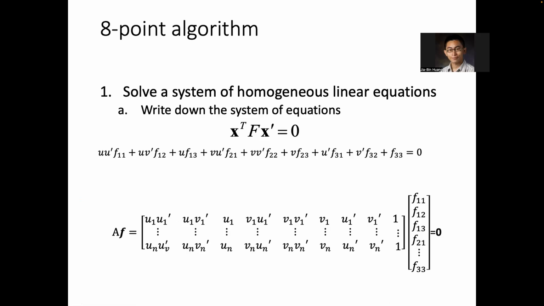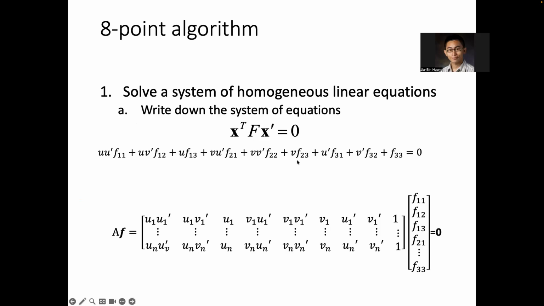It will give you one equation. And because this F has 9 numbers, you may think that you need 9 equations to solve it. But the property that allows you to need fewer is that if you look at this equation, if F is a solution, so is 2F, so is 3F. Any scalar multiplied by F is still a solution to this equation.